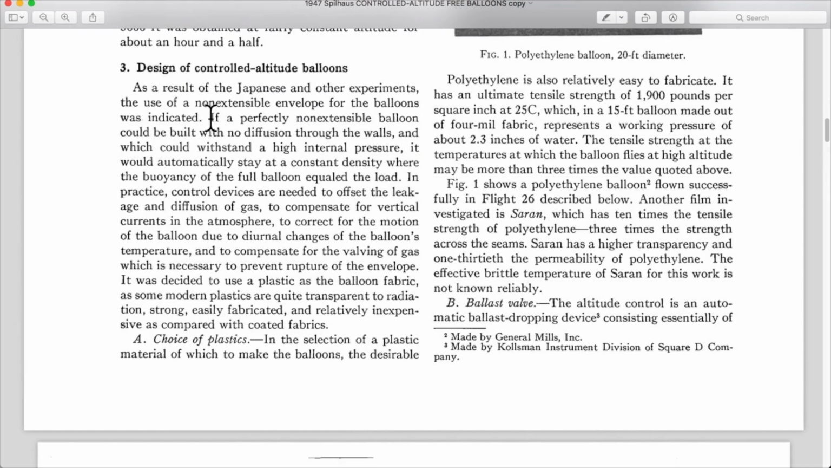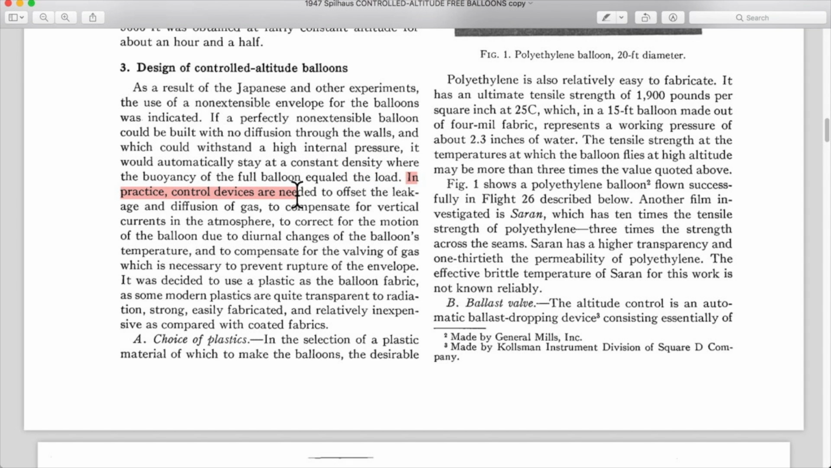Here we go. So the Japanese example showed that an envelope that would not stretch was the solution to flying for a long time. So a perfectly non-extensible balloon could be built with no diffusion. Remember, diffusion is basically a gas soaking through a material and could withstand high pressure. It would automatically stay at a constant density where the buoyancy of the full balloon equaled the load. This is exactly the same way fish and submarines will be able to float at a constant depth in the water.